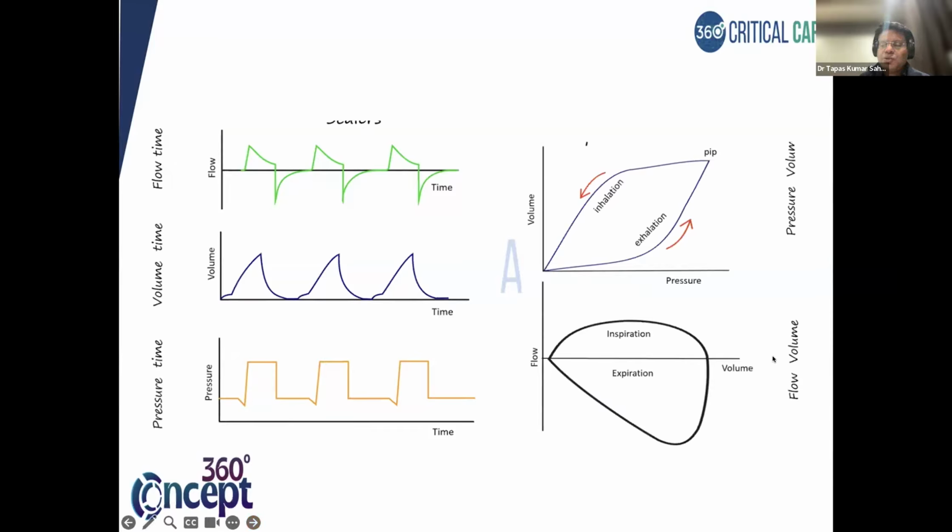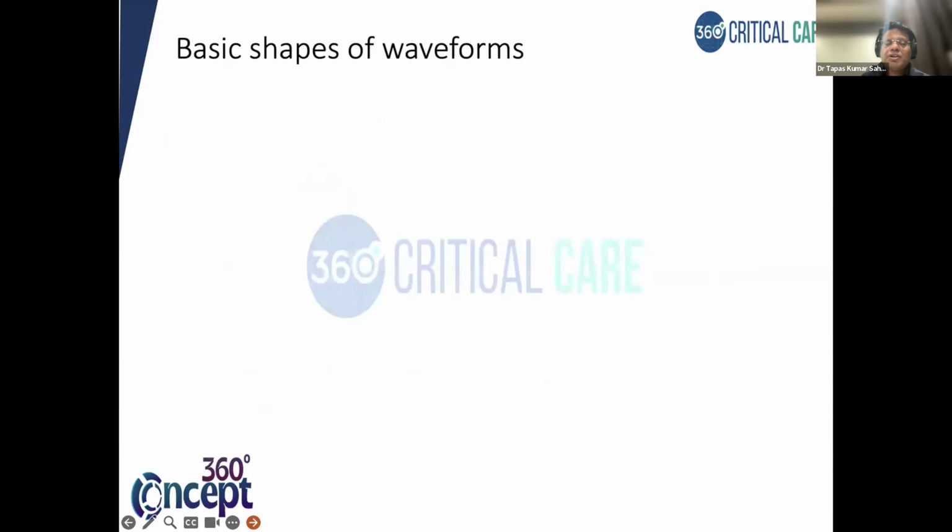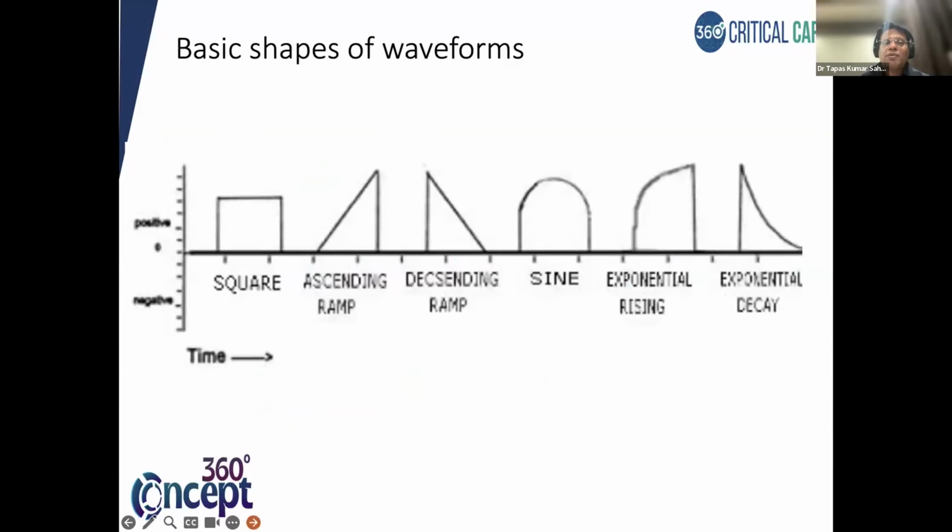And you can see here in the flow volume, inspiration would be above the baseline and expiration would be below the baseline. So you can see inspiration and then expiration. And in the pressure volume, you see the exhalation goes up. There would be peak inspiratory pressure, and then the inhalation happens, and it would again go in this direction. Clear? So this is the concept with which we should be going into the basic shapes of the waveform, and these are the basic shapes of the waveform.